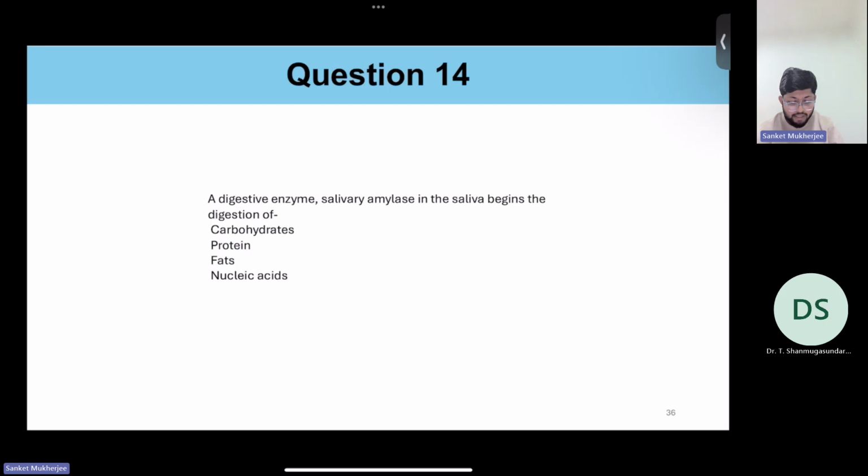A digestive enzyme, salivary amylase in saliva, begins the digestion of carbohydrates, proteins, fats, or nucleic acid. Amylases usually degrade amylose and amylopectin, all these kind of things. So these are usually sugars, they are carbohydrates.